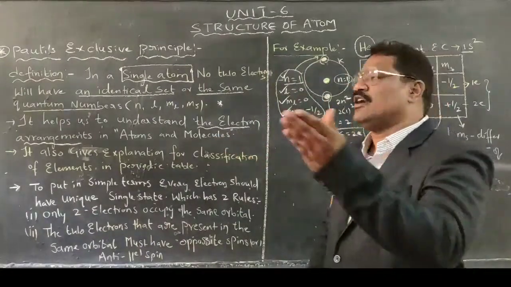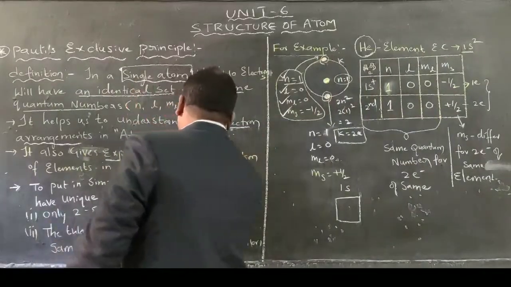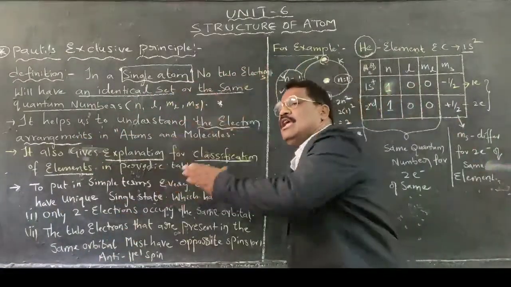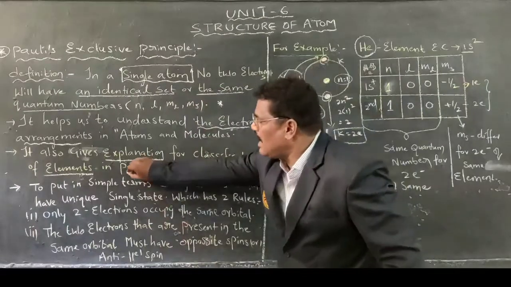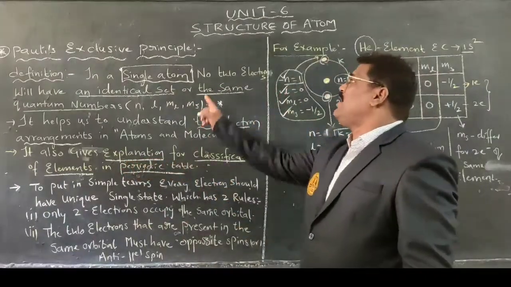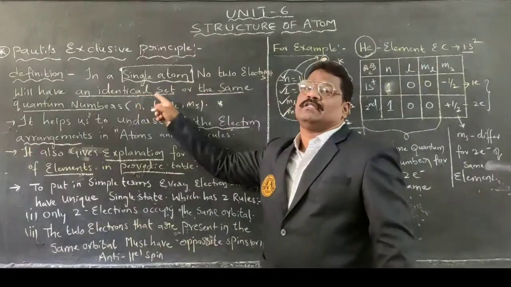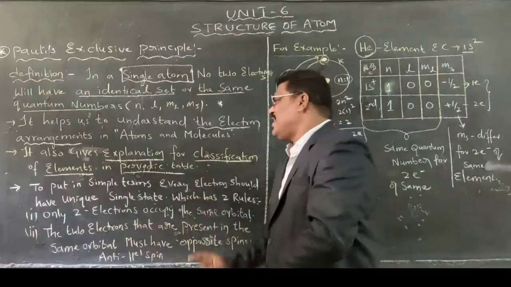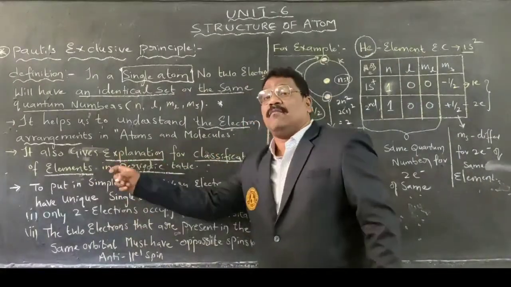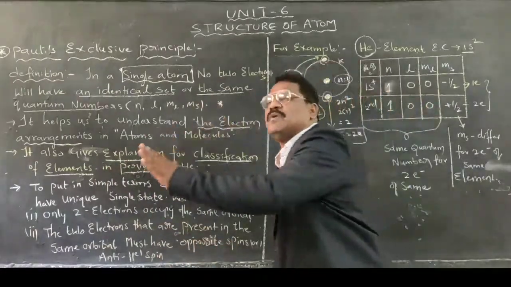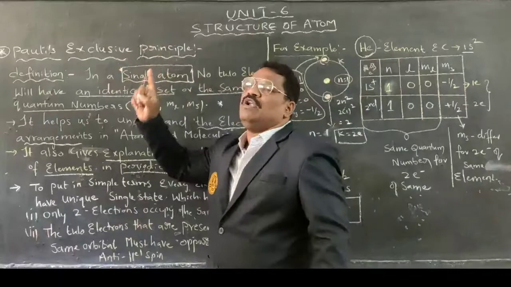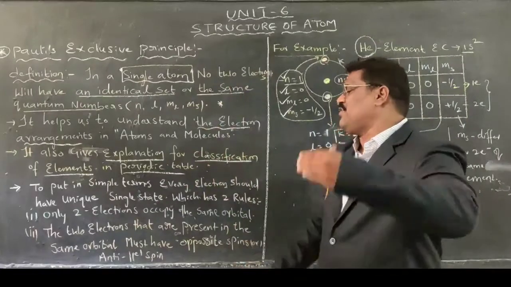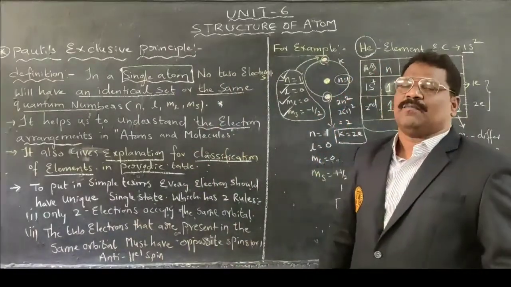Not only that, it also gives an explanation for the classification of elements. It explains clearly how the elements are classified and arranged in the periodic table. Why? Because no 2 electrons will have an identical set of quantum numbers. The arrangement of electrons and the classification of elements within the periodic table can be explained to some extent by using Pauli's exclusion principle. In simple terms, to explain this concept, we have one point.